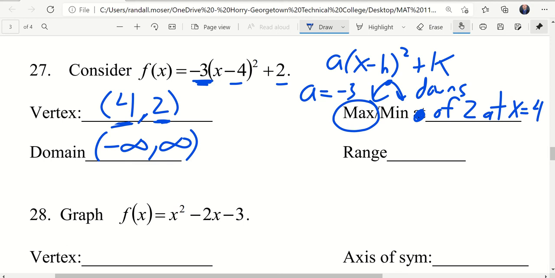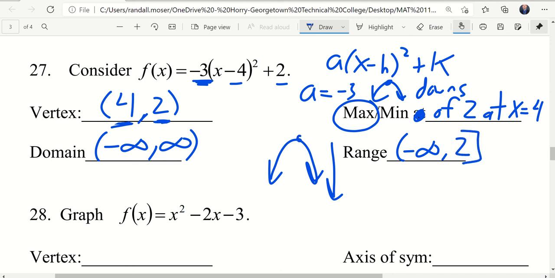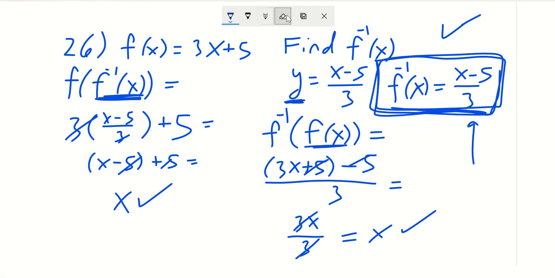Knowing that, this will also help us to find the range. We know that this is a parabola that opens down, so on the y-axis it's going to go all the way down towards negative infinity, and because it has a maximum of 2, it's going to go as high as the value of 2, which would be included. Okay. So that would be our range for this function, and we can also go ahead and give a very detailed sketch of this thing.